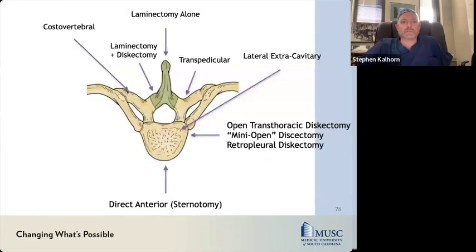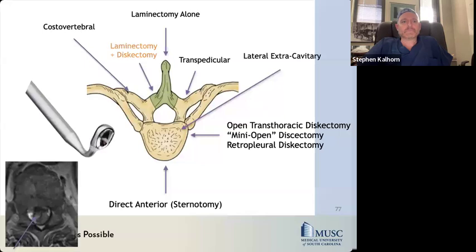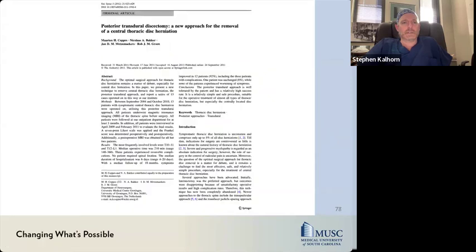I was thinking all these approaches that we talked about are extradural approaches. You're moving things out of the way, and what if I just went in the back? That is so much of an easier operation if I just went in the back and went transdural and took it out almost like a calcified thoracic meningioma, like an intradural tumor. And sure enough, I remember laying in bed looking this up and seeing that someone had, of course, already described this: posterior transdural discectomy. So that was a new approach for the removal of a central thoracic disc herniation.